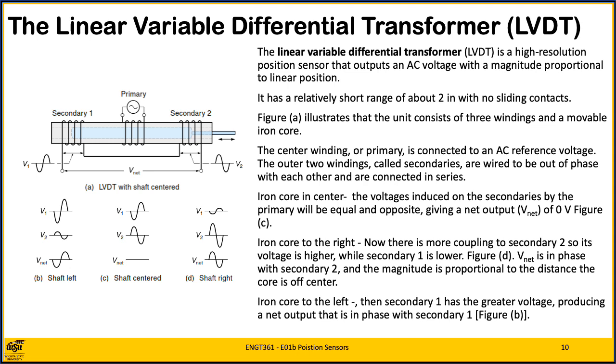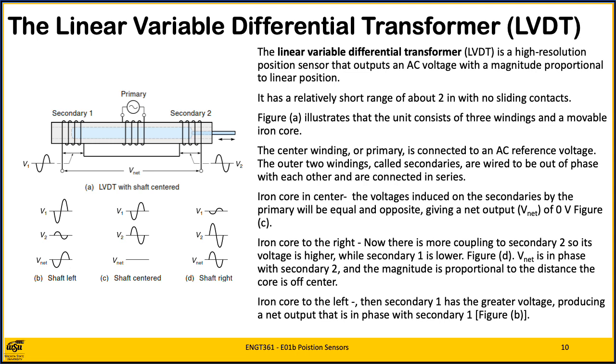If the core is moved a little left of center, then secondary 1 has the greater voltage, producing a net output that is in phase with the secondary 1, figure B. In fact, the only way we can tell from the output which direction the core moved is by the phase.